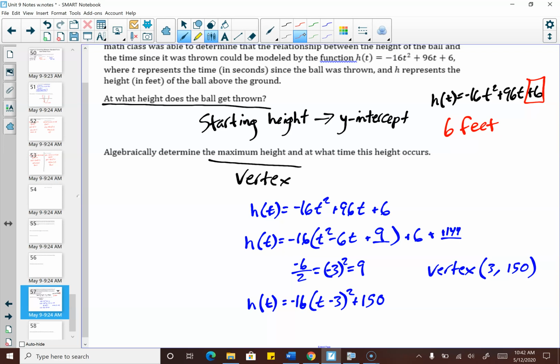Now let's talk about what each of those pieces means. So the max height was at 3 seconds. That first number always represents your time. So it took 3 seconds to reach its maximum height. And in this case, the y value tells you what your max height was. So the max height was 150 feet. Okay, so it took 3 seconds to reach your maximum height, and your maximum height was 150 feet above the ground. All right, we can tell all of that by our vertex form.